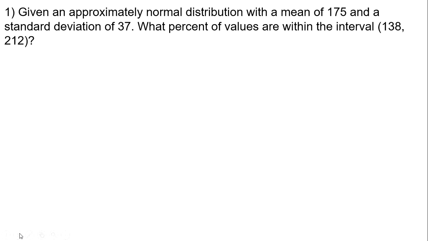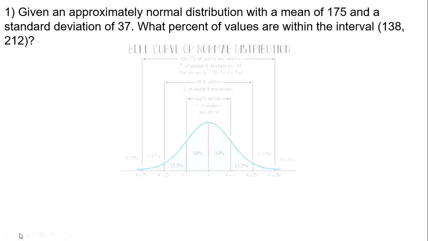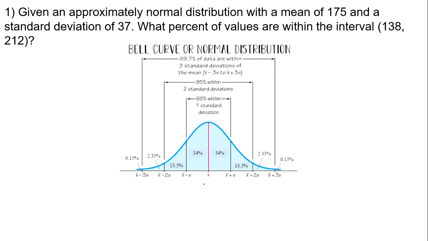So given a normal distribution or a bell curve with an average or a mean of 175 and a standard deviation of 37, what percent of your values would fall between 138 and 212? So let's draw this bell curve. You can draw it. I just copied and pasted the picture. So the average is 175, and they want to know what percent of values are within the interval. Well, first of all, we need to know where these intervals fall.